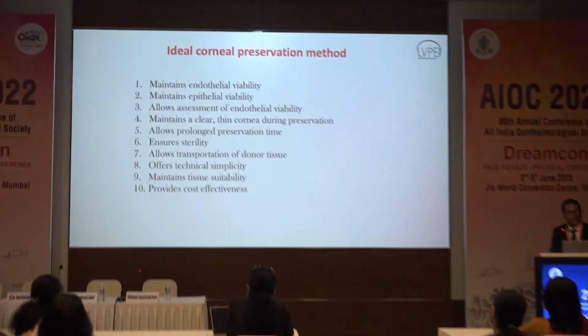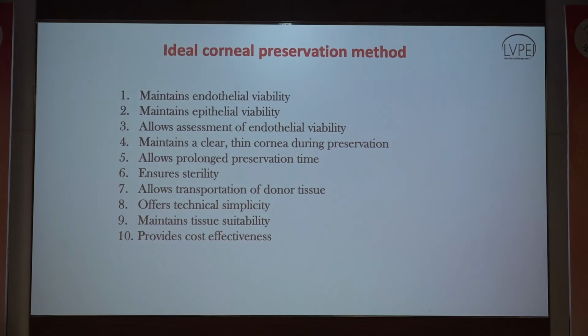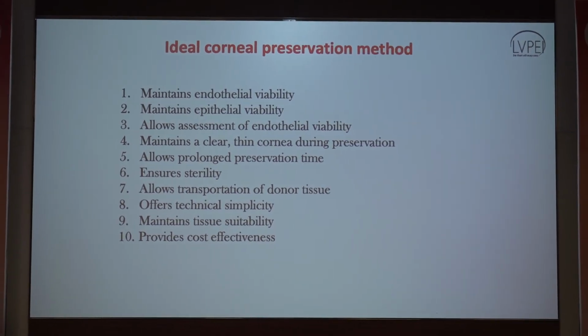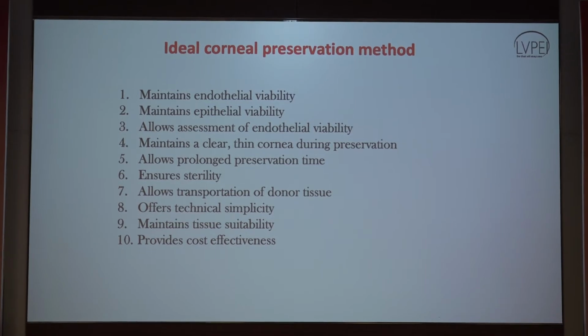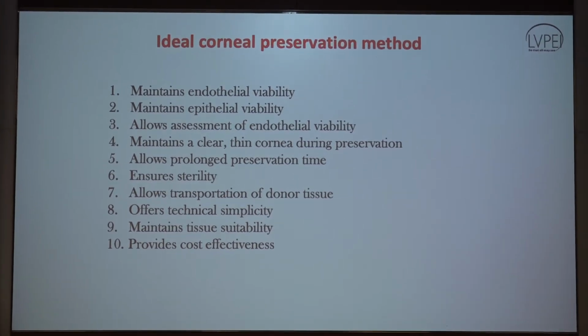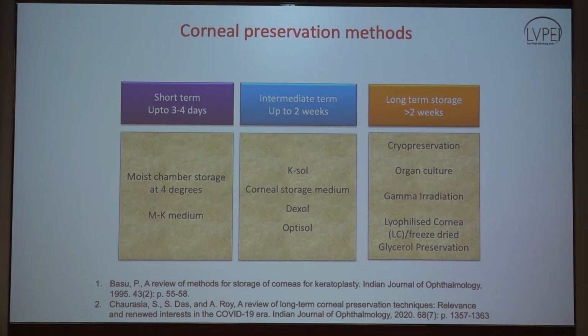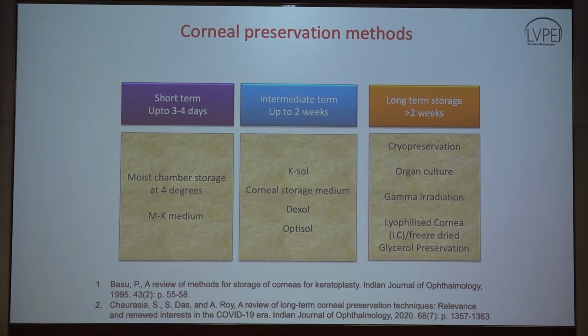allow assessment of the endothelial viability, maintain a clear thin cornea during the preservation time, prevent a lot of edema, ensure sterility of the tissue, allow the transportation over time, allow cold chain maintenance, offer technical simplicity, and maintain the tissue suitability. In addition, it also has to be cost effective. So, broadly, these are the following types of media, short term, intermediate, and long term, in which we have been storing tissues.